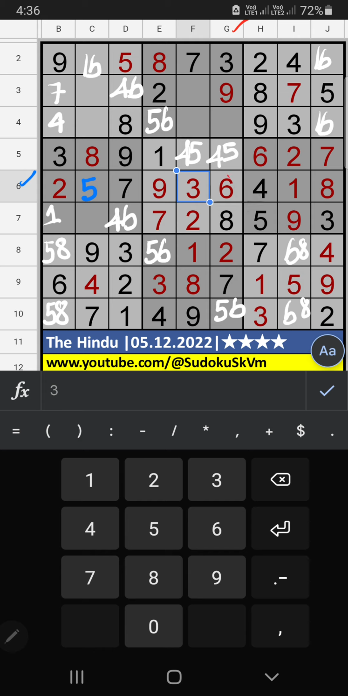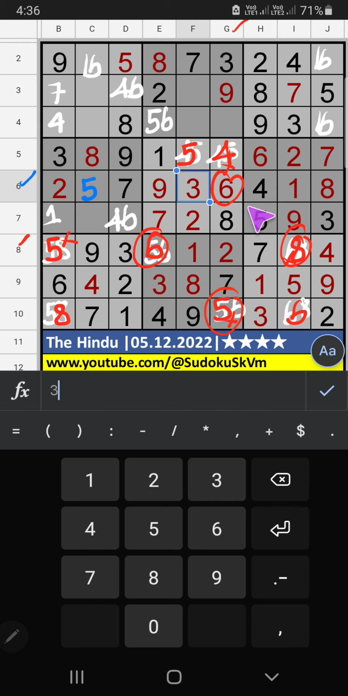Column G we have 6, so 6 can't come in the cell, 6 is confirmed here, then 5 is here. 8th row we have 6, so 6 can't come in the cell, 6 is confirmed here, then 8 is here. The 8th row we have 8, so it can't come in the cell, 8 is confirmed here, then 5 is here. Column G we have 5, so 5 can't come in the cell, 5 is confirmed here, then 4 is here.